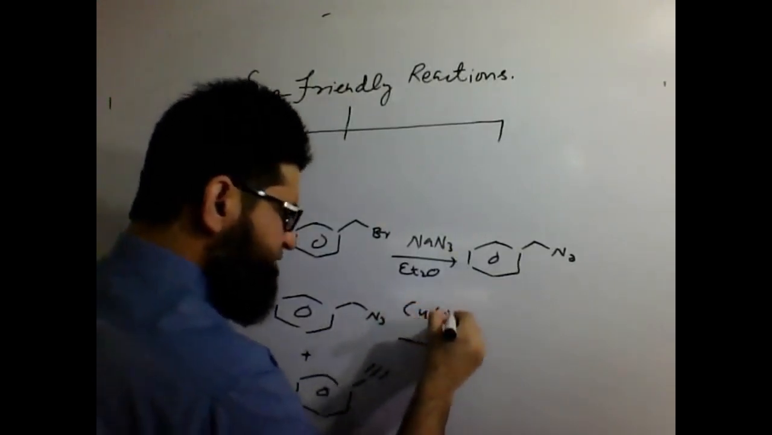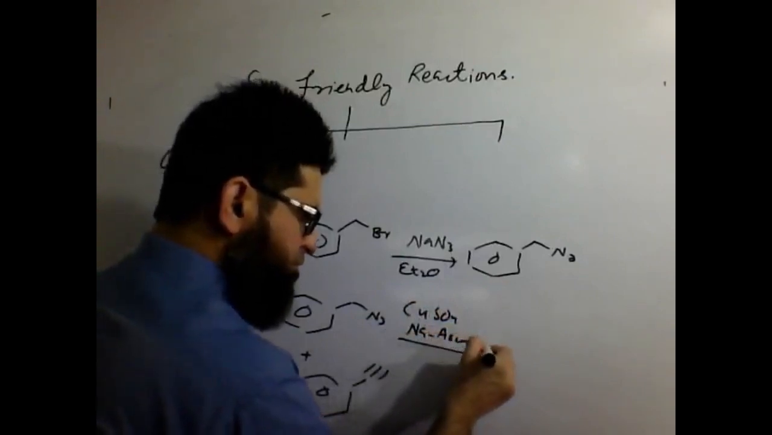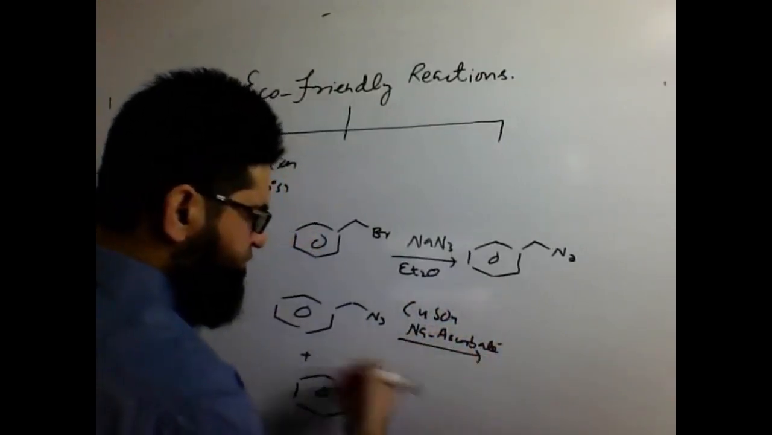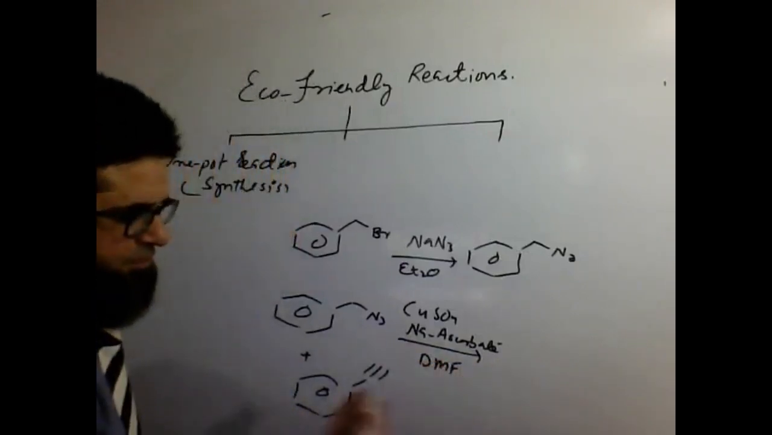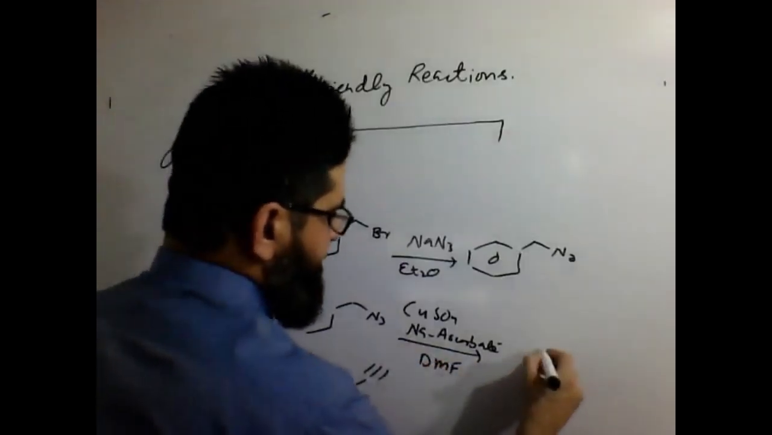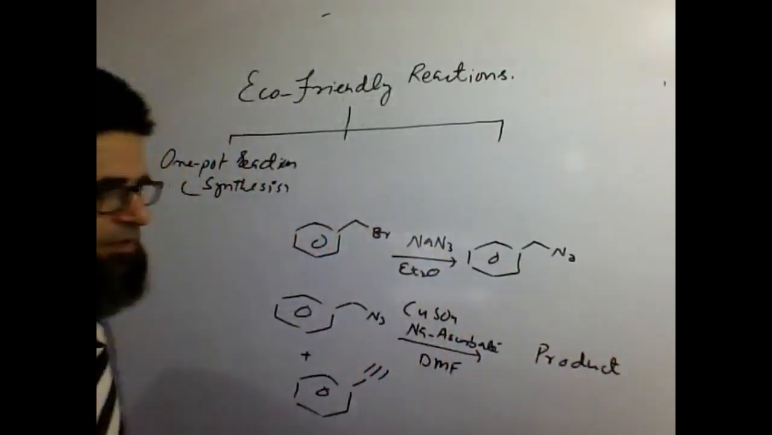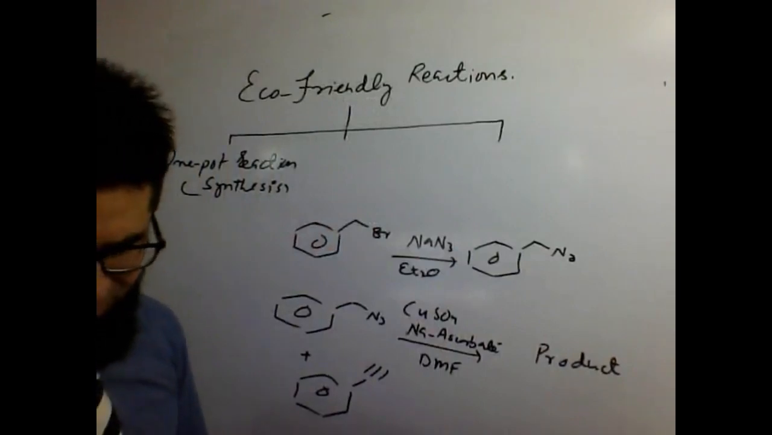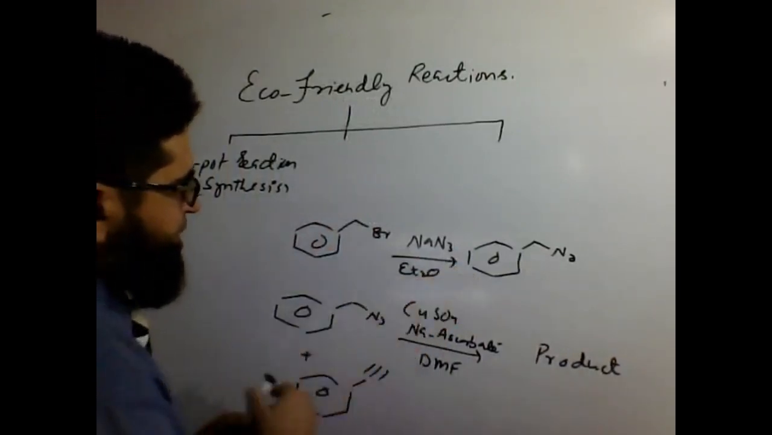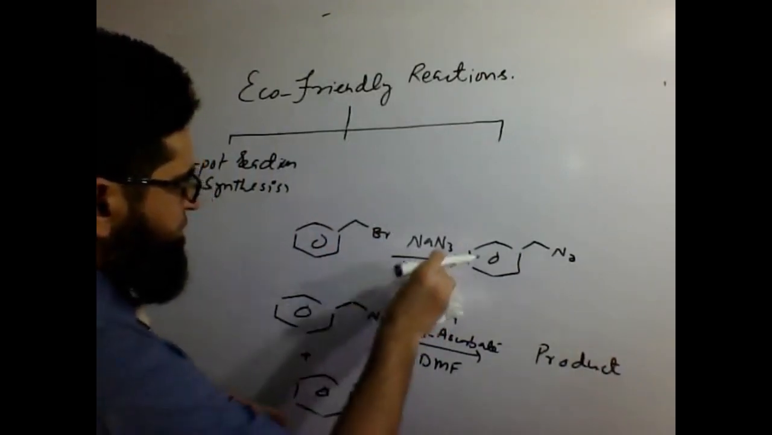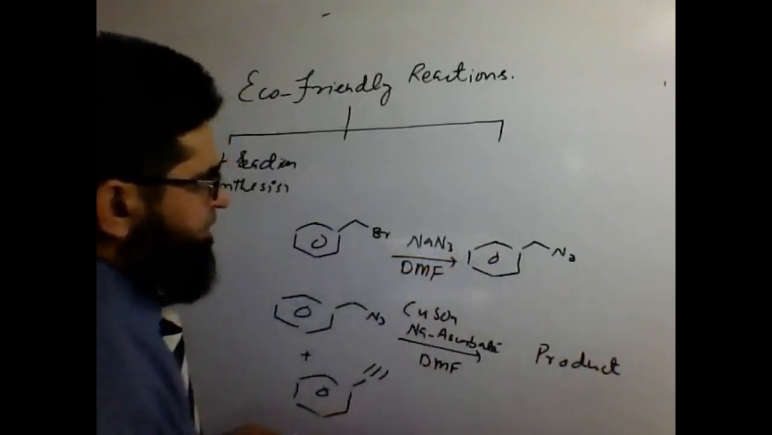Some catalyst is required. Similarly, some sort of, let's say, DMF as a reaction medium is required. Then you receive the product in the form of a triazole. This 2-step reaction was discussed. This step also could be done in this way. Most authentically, you could do that in dimethyl formamide.